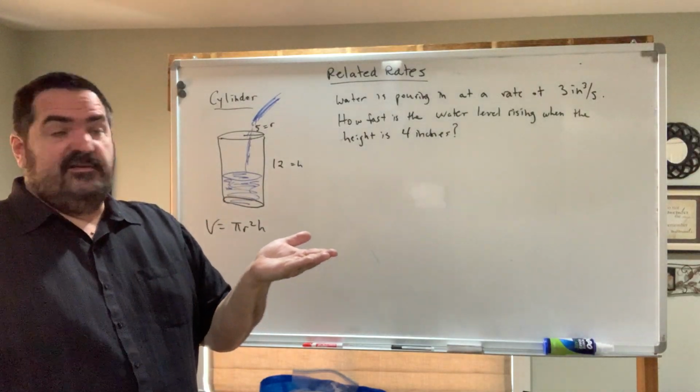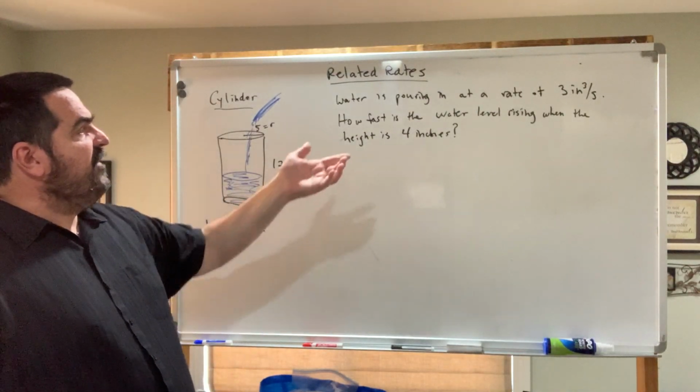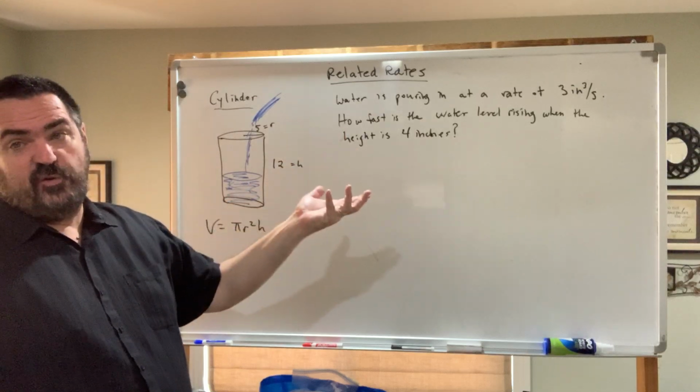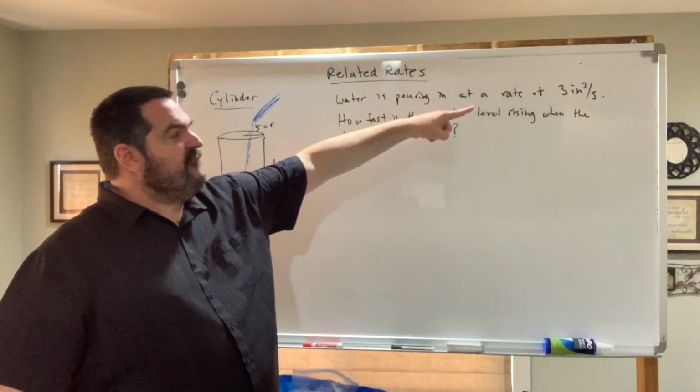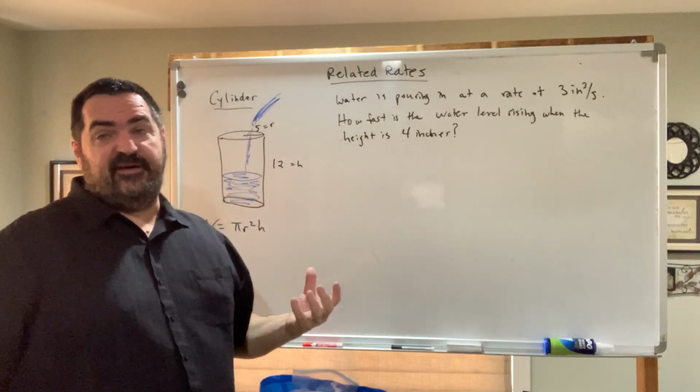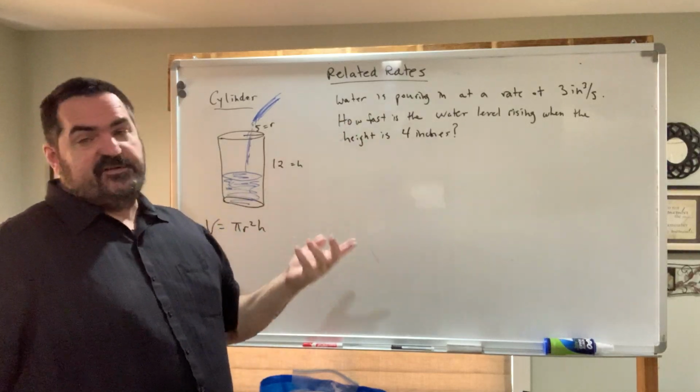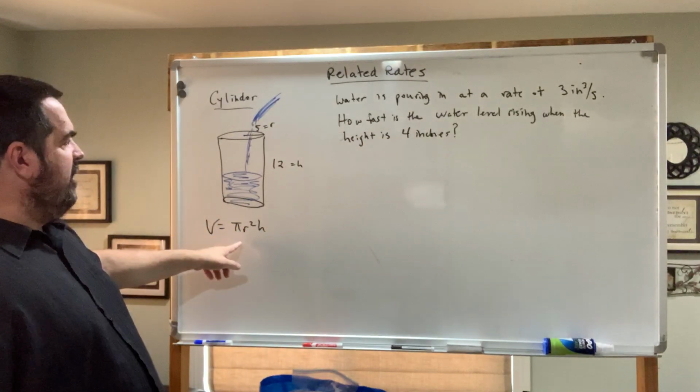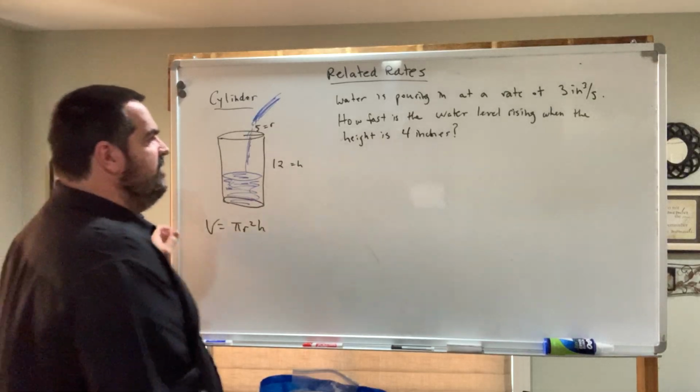How fast is the volume changing? Or how fast is the water level rising? You know, those are questions you could be asked. So this one gave us the volume and asked for how fast the height's changing, and they could switch that up. So the volume of a cylinder, it's got 3 variables.